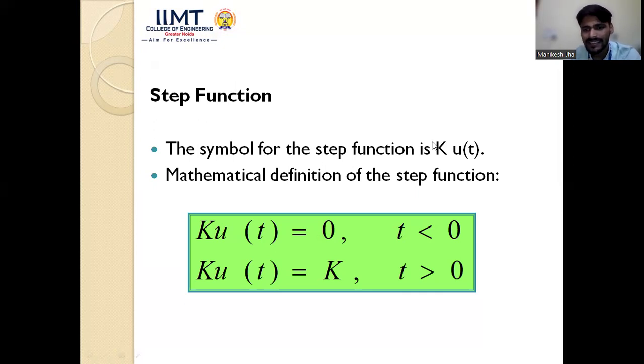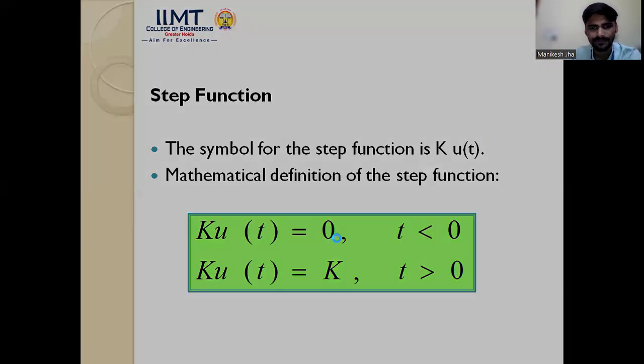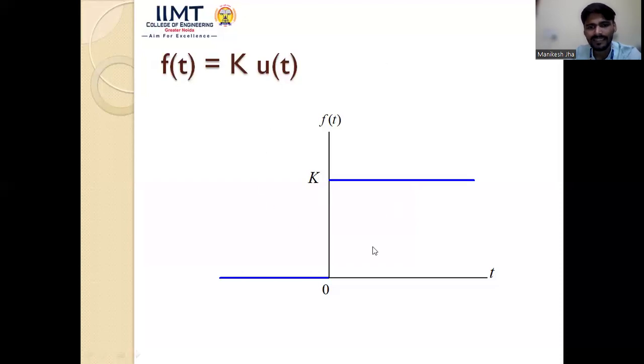But here it is K u(t), so it is multiplied by K. When t is greater than 0, u(t) is 1 and 1 multiplied with K gives K. When t is less than 0, the value of u(t) is 0, so 0 into K gives 0. So K u(t) is K for t greater than 0 and 0 for t less than 0. This is the graphical representation of K u(t). From time t equals 0 to infinity, the value of K u(t) is K.